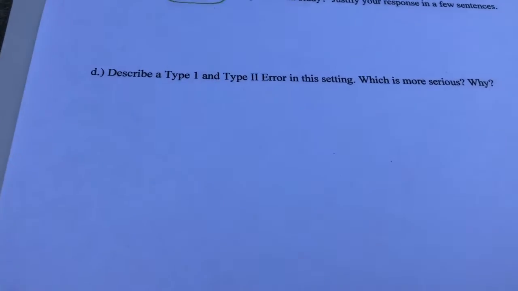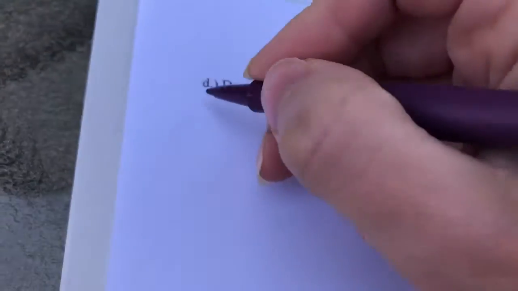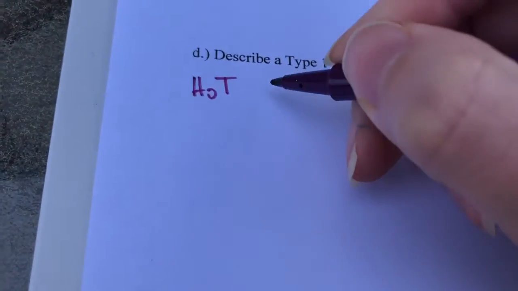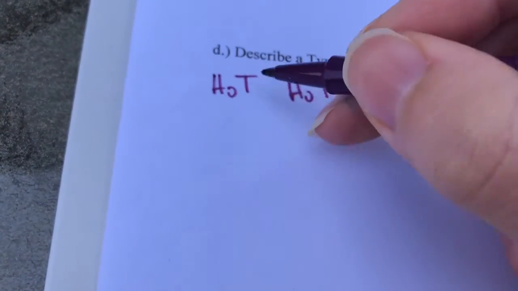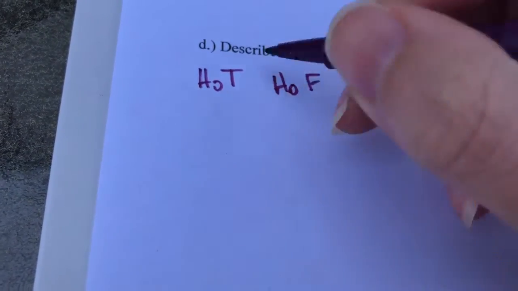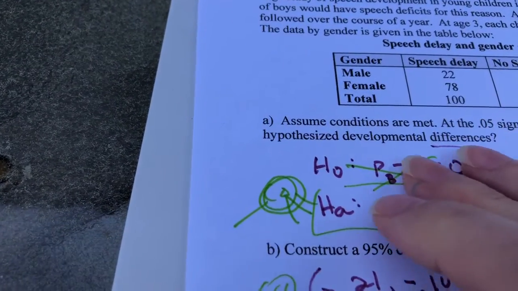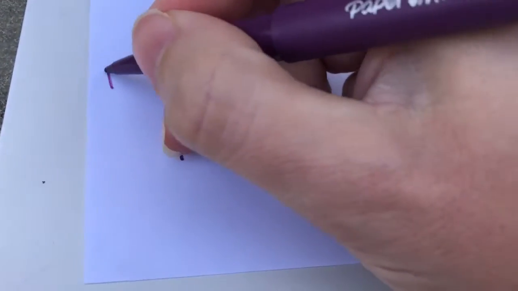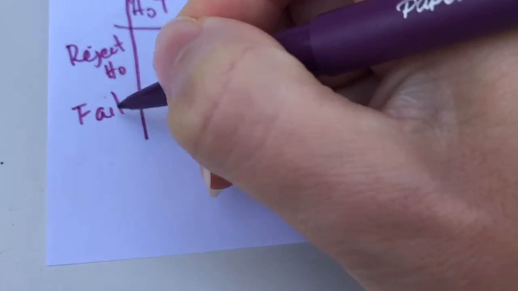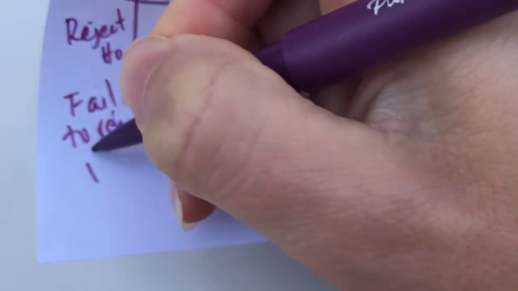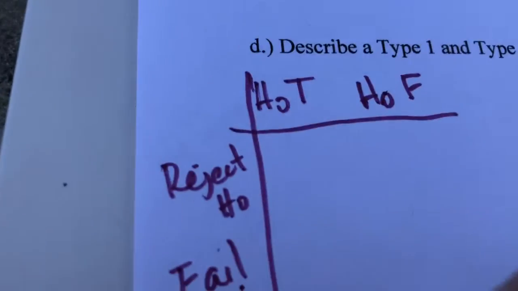Describe a type 1 and type 2 error in this setting. Which is more serious and why? Okay, so for type 1, type 2 errors, the way I remember it in my head is by doing a Ho-Ho chart. Ho, meaning the null hypothesis is true, the null hypothesis is false. Then, when we think about these significance tests up here, there's only two options. Either we reject the Ho, or we fail to reject the Ho. All right, so those are the two options when we run these significance tests. Either we have the evidence or we don't.